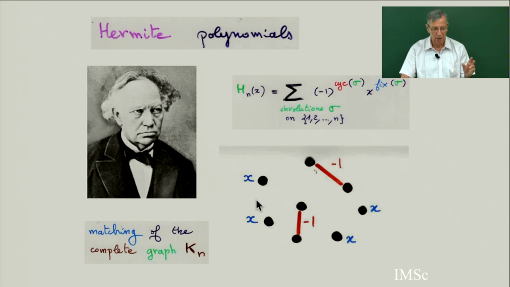Take the complete graph, select a subset of edges 2 by 2 disjoint. So here an isolated point corresponds to a fixed point of the involution. Edges of the matching correspond to cycles of length 2 of the involution. So we take all possible involutions on n elements, and then you associate a polynomial like this. It's minus 1 power the number of cycles of length 2, so here this will give me 1, and x power the number of fixed points of the involution, which will give here x power 4. So you sum over all involutions, and you get a polynomial.